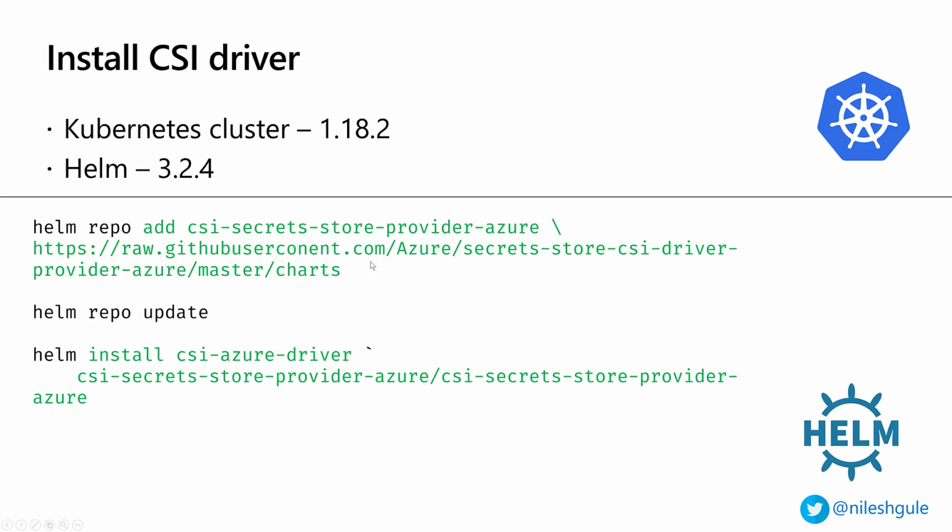So what you can see on the screen is the GitHub URL to that repo. Then we do a Helm repo update and we run the Helm install command. CSI Azure driver is the name of my install, and this is the chart from where I'm going to deploy that.